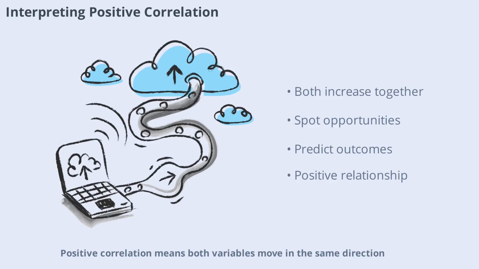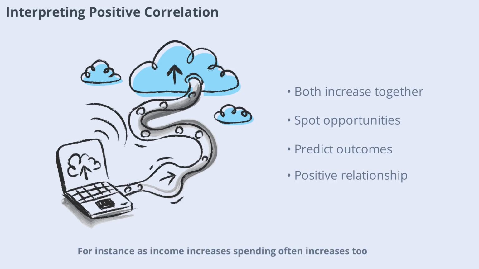Positive correlation means both variables move in the same direction. For instance, as income increases, spending often increases too. Recognizing positive correlations helps you spot opportunities and predict outcomes in various fields.